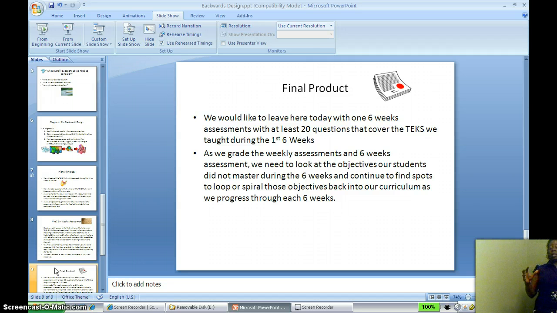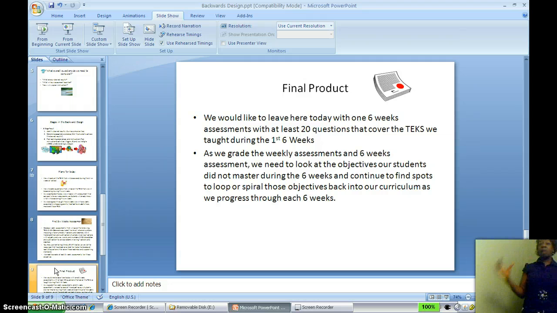So we want to look at those weekly assessments to see whether our students mastered those objectives, and continue to find spots to loop those skills back in if our students did not master them. We want to make sure that our students are progressing successfully through the first 6 weeks and other 6 weeks as we continue to meet back and plan for these weekly assessments and our big common assessments.